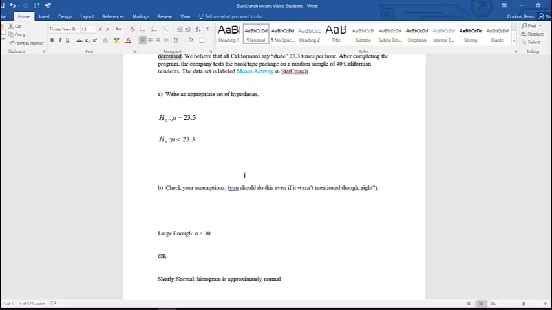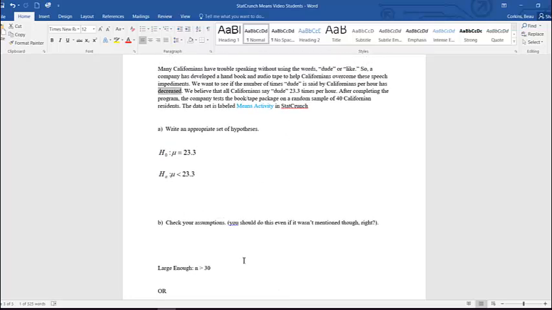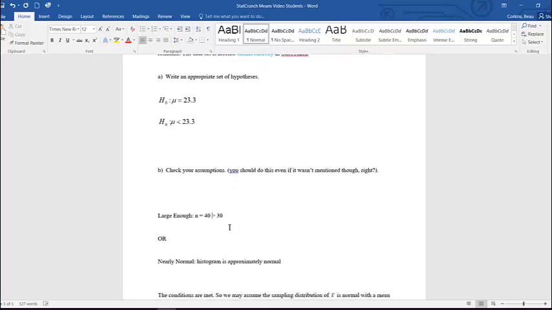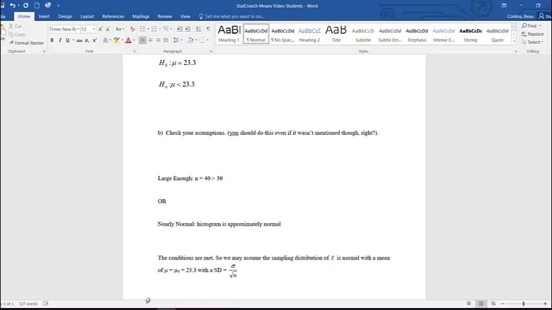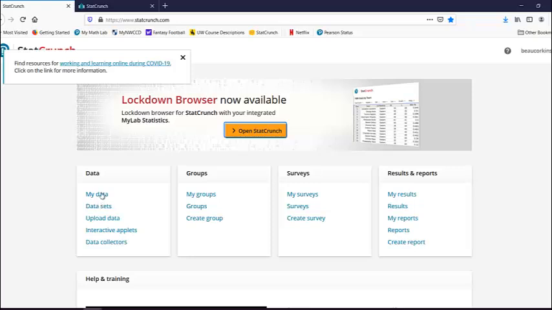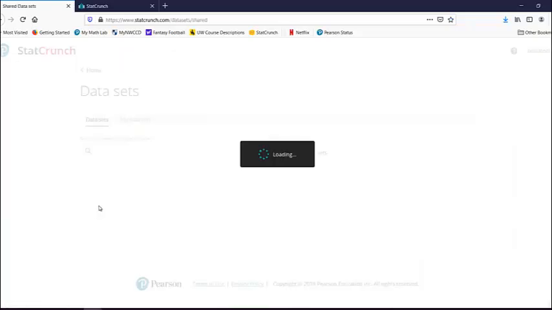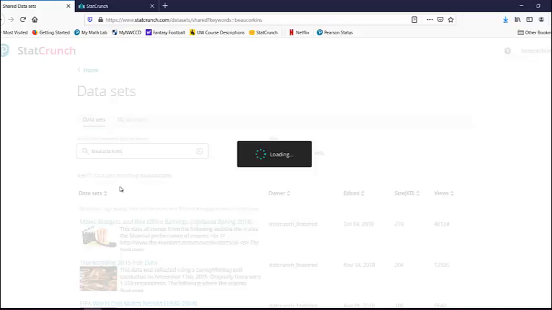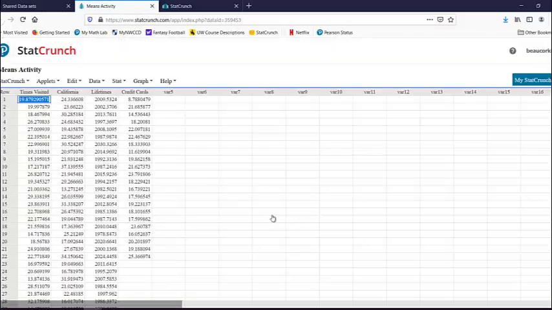Then check your conditions. Large enough condition: the sample size is 40 Californians, which is greater than 30, so that condition is met. However, we could also check the nearly normal condition. Let's go to StatCrunch. We need to go to our data sets and just search for Bo Corkins. Means activity, right there. And it's the California column, in case it wasn't obvious.